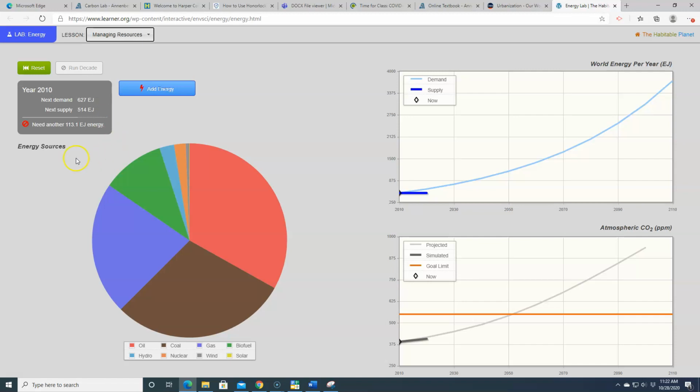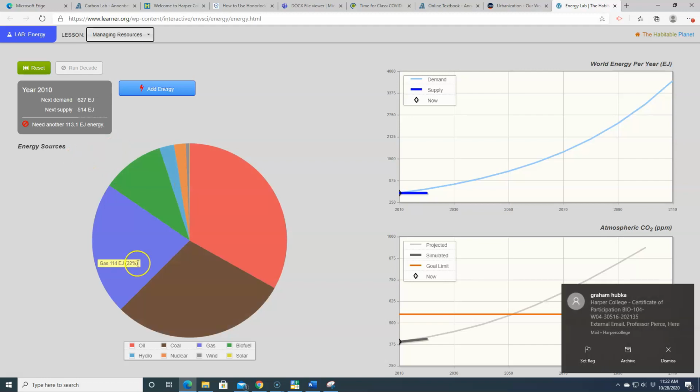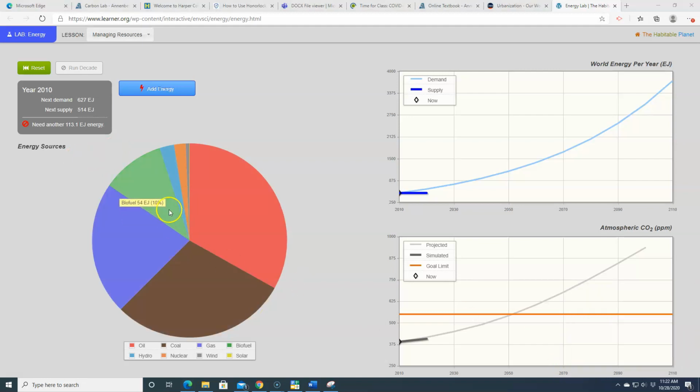The first thing we're going to do is take a look at this pie chart down here, and put in the data table how much of each of these types of energy are currently being used. Everything's color-coded down here. We know that we are primarily using oil, coal, and natural gas right now. Those are our big contributions. Next to each one there is a percentage. So gas says 114 joules and 22%.